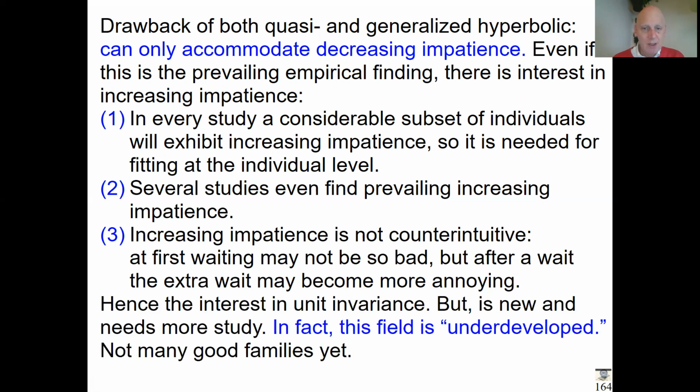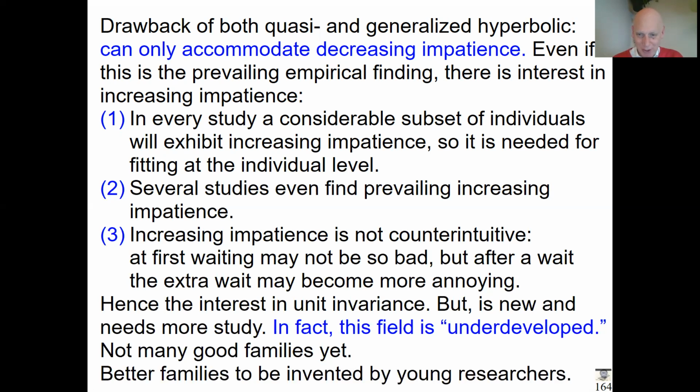And that's why the unit invariance family is the only one I think that has potential to work in the long run. But it's new and we don't know it very well. Maybe it will also have drawbacks. Maybe simply a better family should be developed. So that is a research topic where young researchers can do good work.